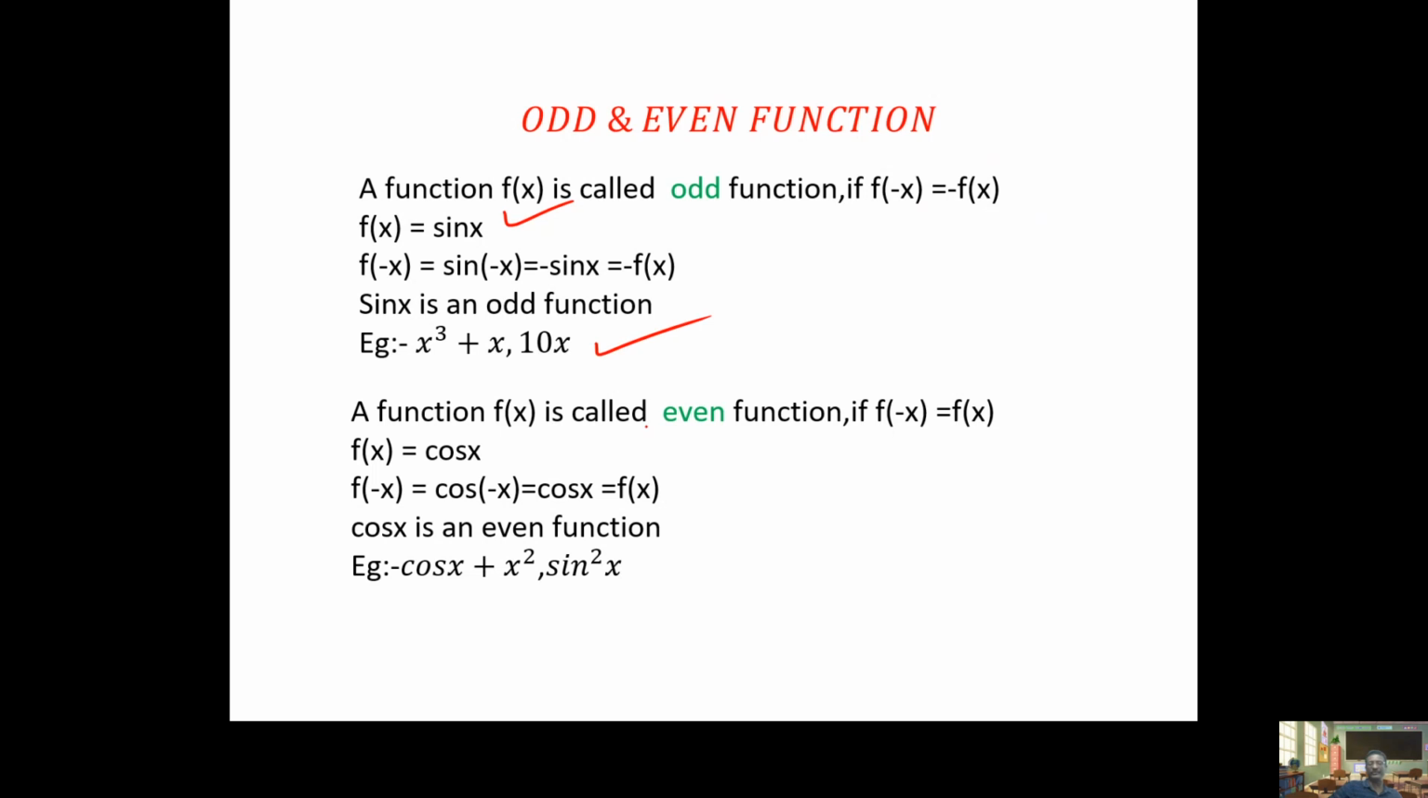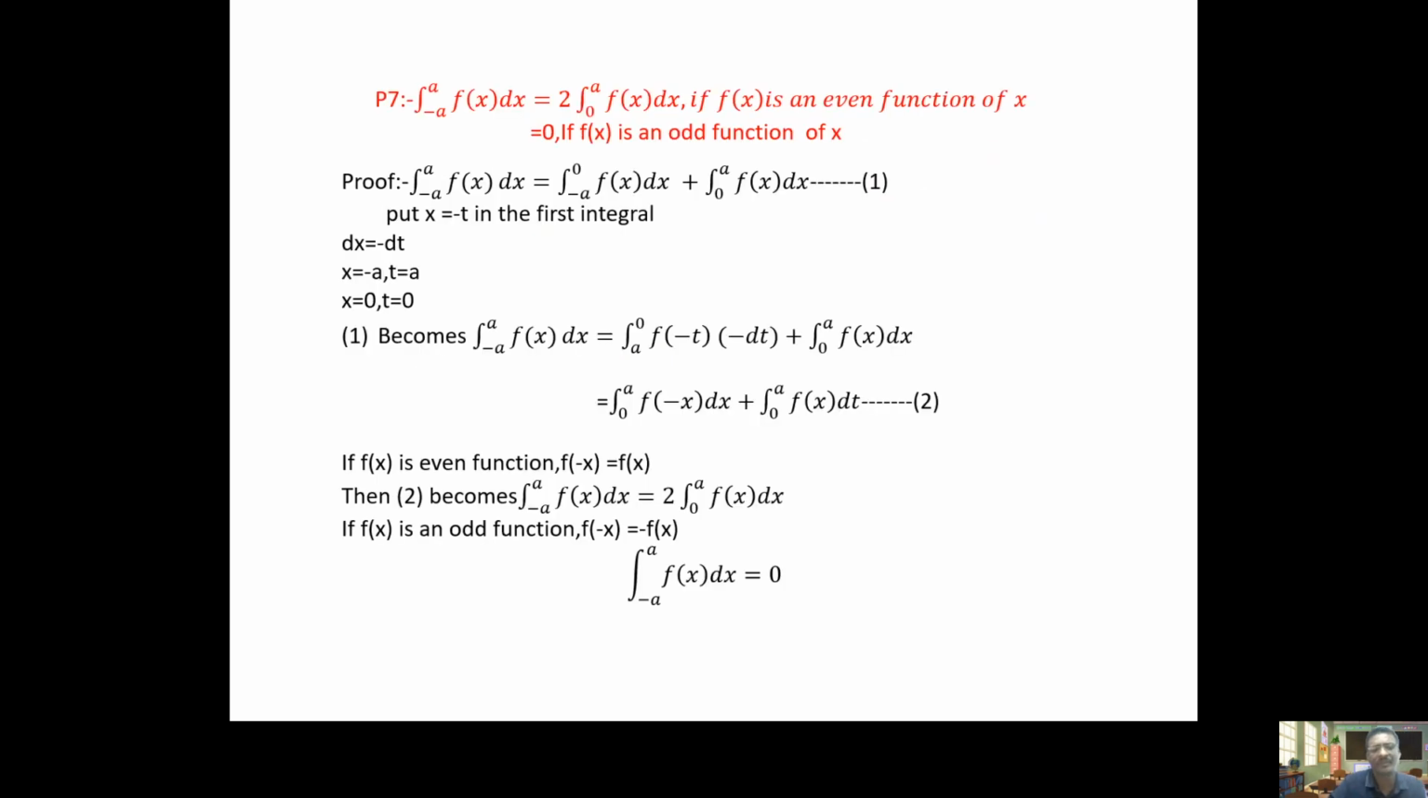Now, a function f of x is called an even function if f of minus x is equal to f of x. F of x is equal to cos x. F of minus x is cos of minus x. Cos of minus x is what? Cos x. Cos x is equal to f of x. So the function is an even function. So odd function means f of minus x is equal to what? F of minus x is equal to minus f of x. Even function means f of minus x is equal to what? F of x. That is called the even function. Now, integral minus a to plus a f of x dx is equal to 2 into 0 to a f of x dx if f of x is an even function of x, and is equal to 0 if f of x is an odd function of x.